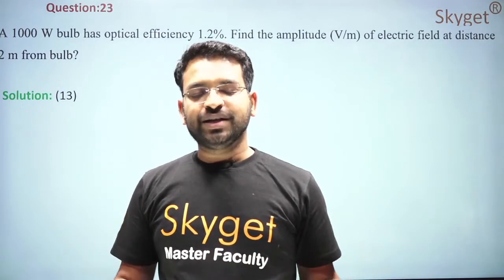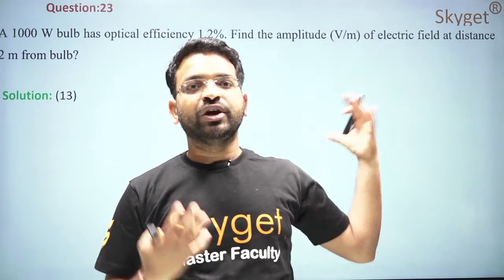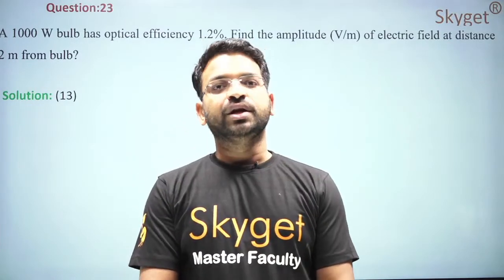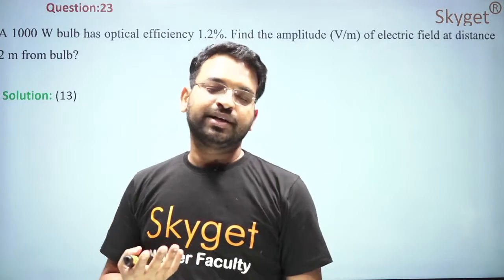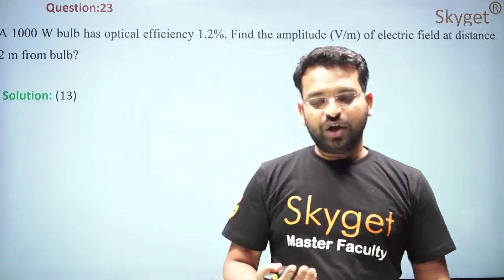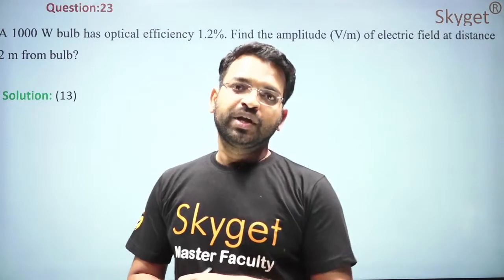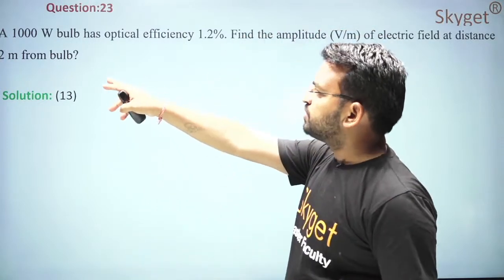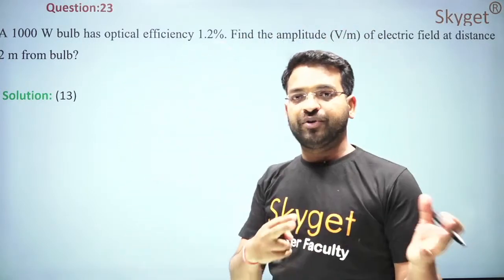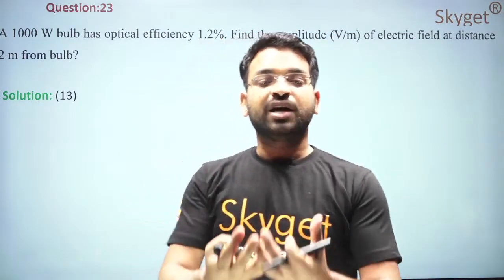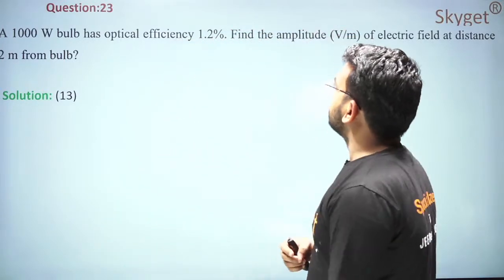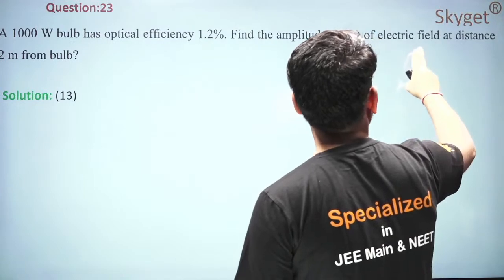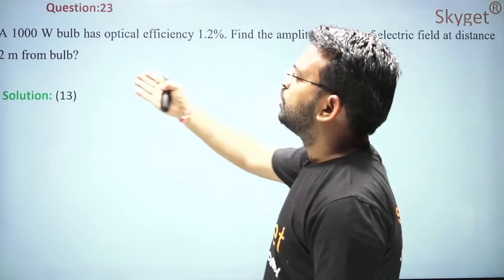Understand? And then they have mentioned efficiency. So what is efficiency? It is how much power output you are getting for how much power you are providing. So how efficient the system is. The question is simple. Let's see, a 1000 watt bulb has an optical frequency. They have given the efficiency. Efficiency means how much output you are getting for the input you are providing. Find the amplitude of the electric field at a distance of 2 meters from the bulb.